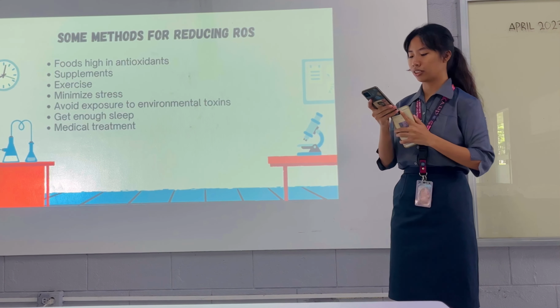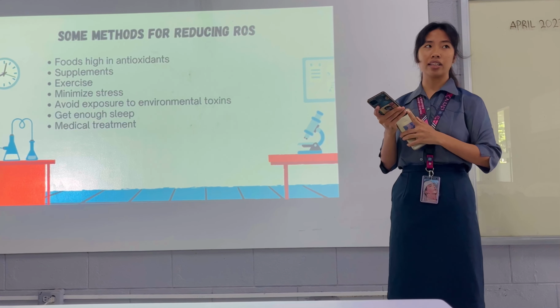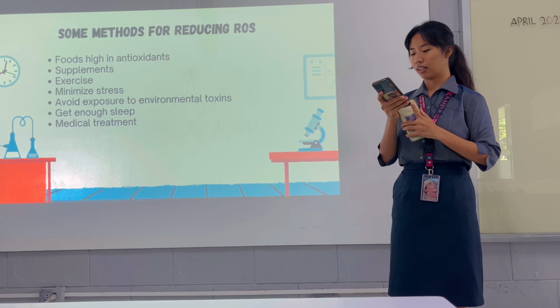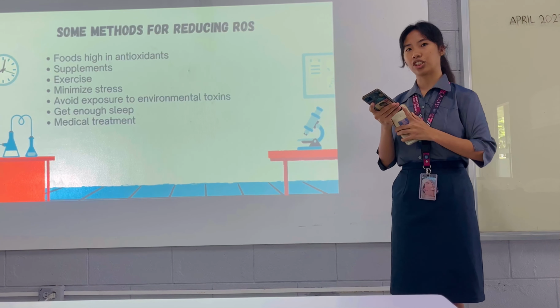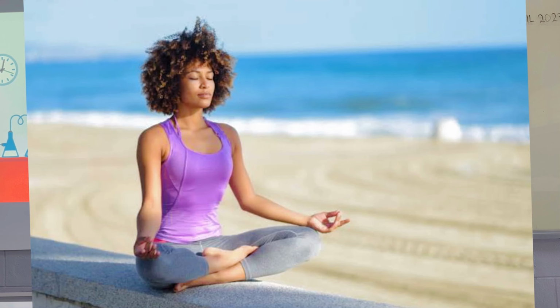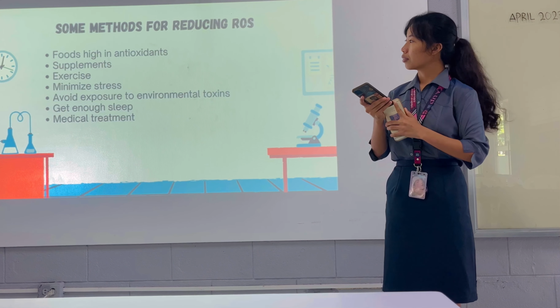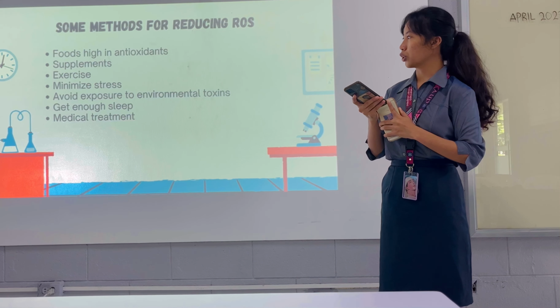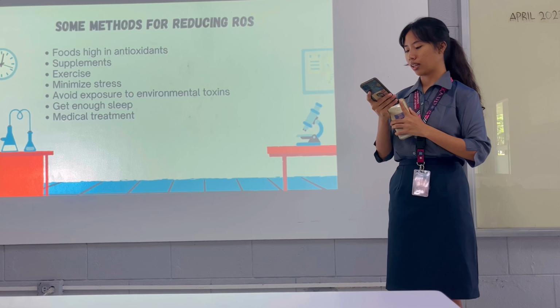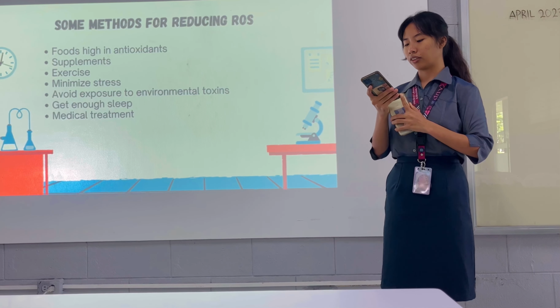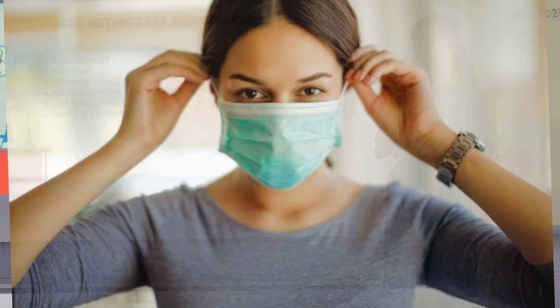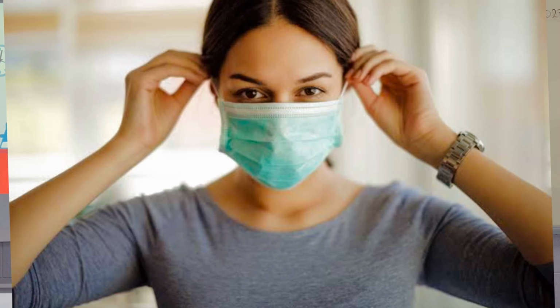To minimize stress: stress can raise the body's ROS levels, and stress management techniques such as meditation, deep breathing, and yoga can help you lower ROS. And avoid exposure to environmental toxins such as cigarette smoke and pollution that can raise ROS in the body. Toxins should be avoided whenever feasible to help decrease ROS.